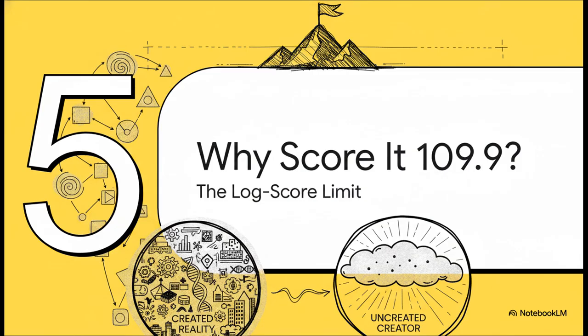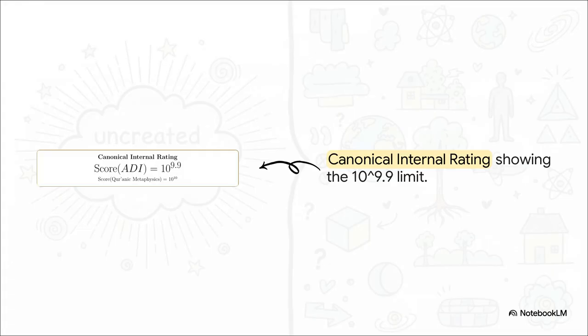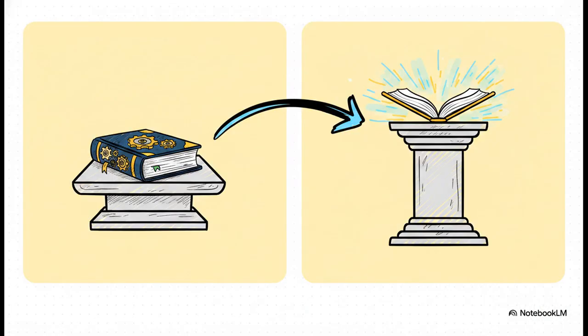Finally, part 5. Why score it 10^9.9? So we've reached the summit of our blueprint, digging into the framework's internal logarithmic rubric. In this system, 10 to the power of 9.9 is the absolute highest score you can possibly get for a humanly created formalization. It's the peak of philosophical and mathematical rigor inside domain D. But notice it doesn't get a perfect 10 to the power of 10. And that's highly intentional. It limits itself to a 10 to the power of 9.9 score out of sheer epistemic humility. The authors are openly acknowledging that the ADI framework is, at the end of the day, a created thing. It's human philosophy. It belongs in domain D.